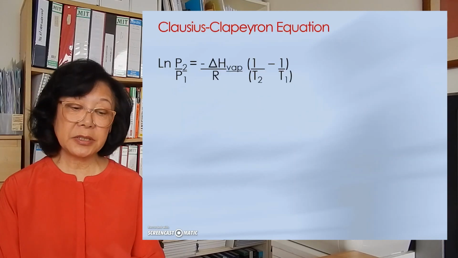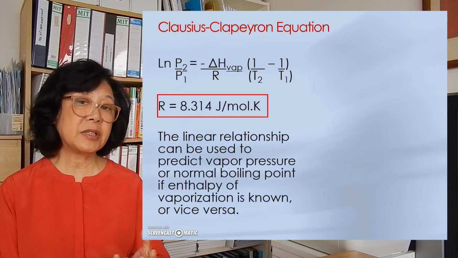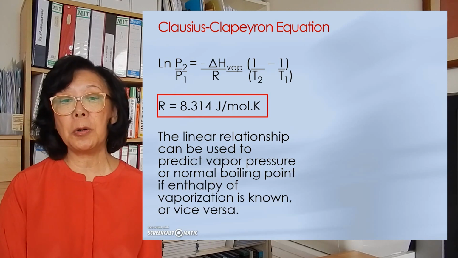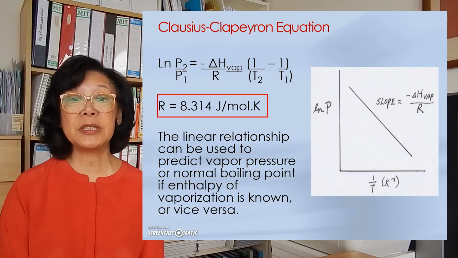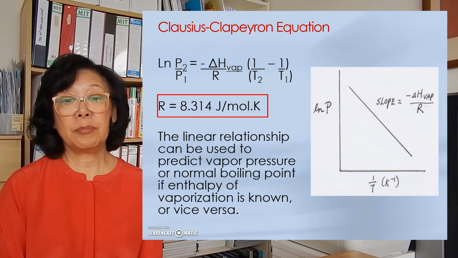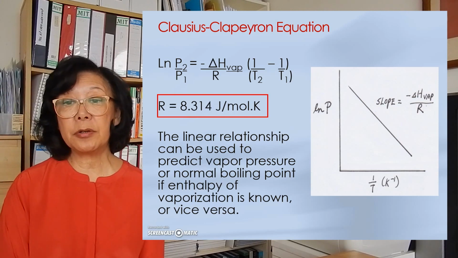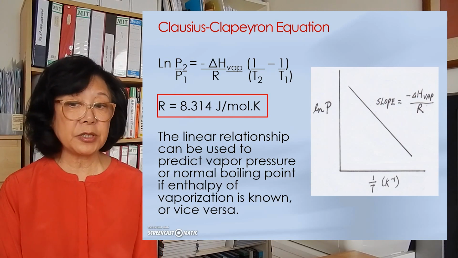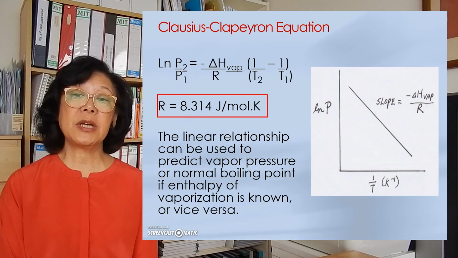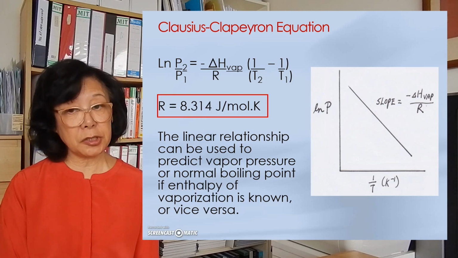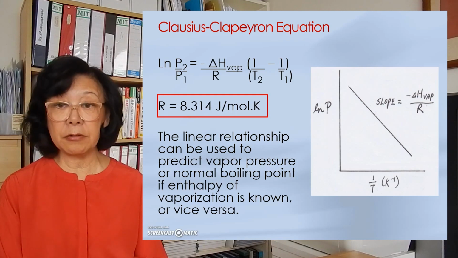And here is the Clausius-Clapeyron equation that ties different variables together. If we know this set of vapor pressure and temperature, we can use it to calculate the molar enthalpy of vaporization of water and vice versa. Here's a linear graph showing the natural log of P versus the inverse of temperature in per Kelvin. That produces a straight line with a downhill slope, and the slope is equal to negative enthalpy of vaporization over the ideal gas constant R.